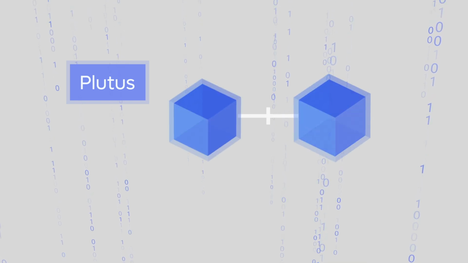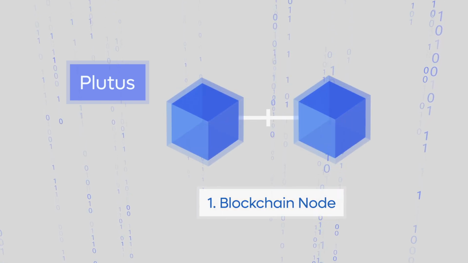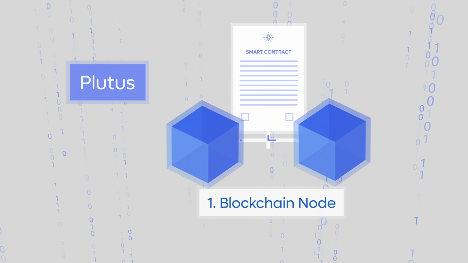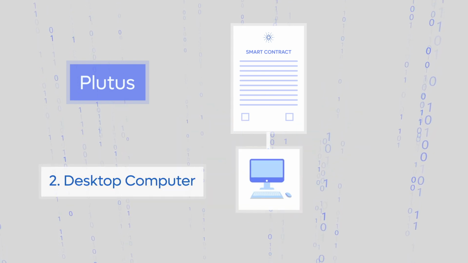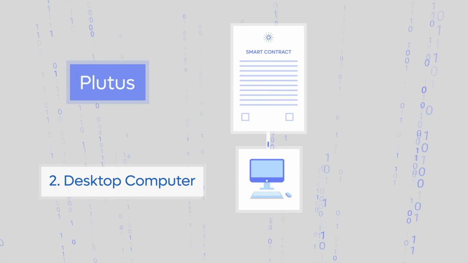Plutus programs run in two different environments. The first one is a blockchain node, where your financial contract will run when it is submitted by someone who wants to use it. And the other is your desktop computer, where you can write and test your contract locally before submitting it.